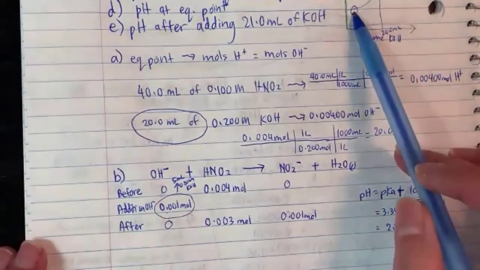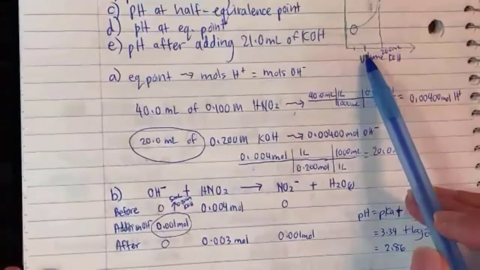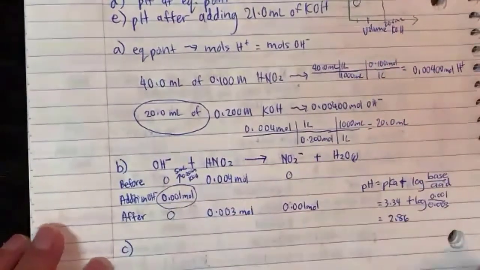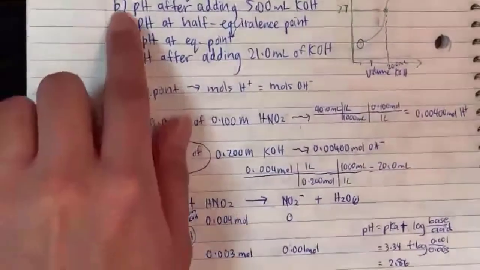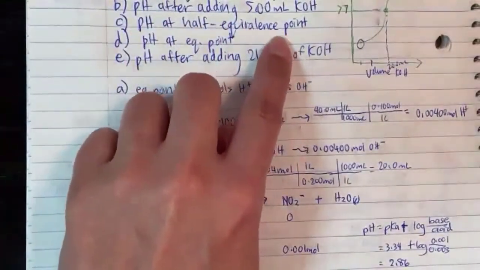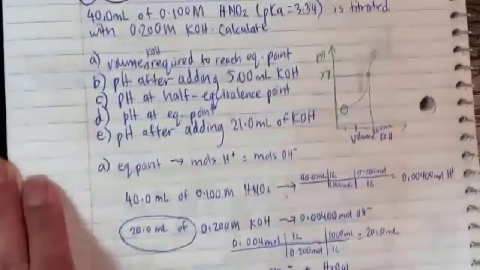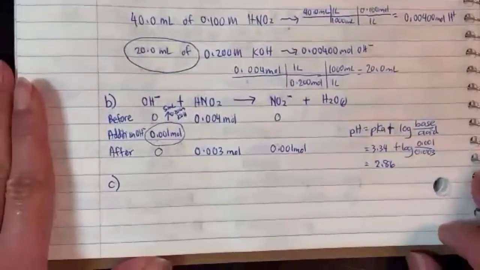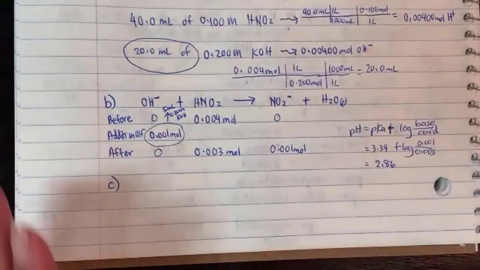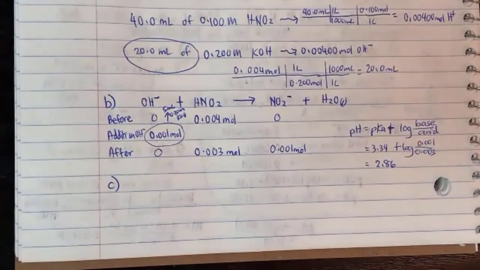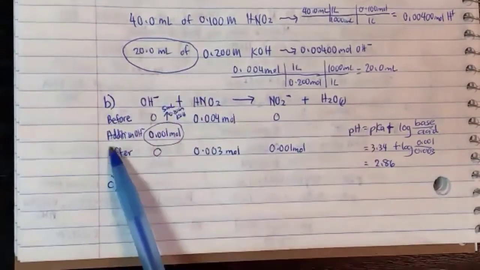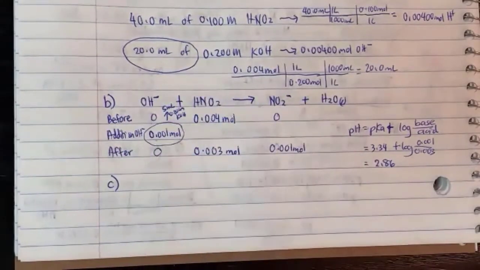Which makes sense because it's really low, somewhere down here. Now let's do part C. Because I already told you that at half equivalence point, pH is equal to pKa, you don't even have to calculate. You just need to know by default that the answer is 3.34. I want to show you how I got 3.34 so you understand that people are not just making it up. There's a reason for it. The reason is really similar to this. So I'm going to redo this chart, and let's do a different color this time.